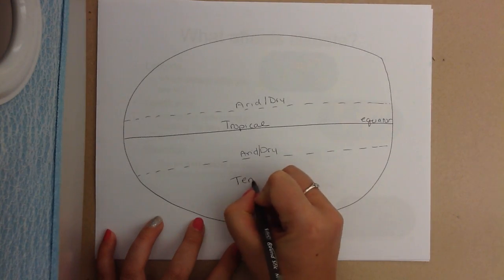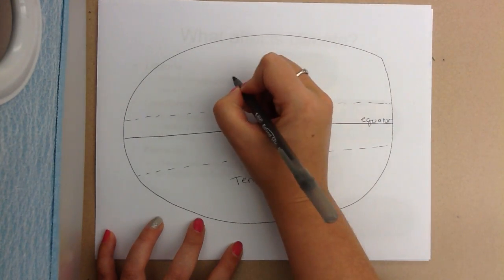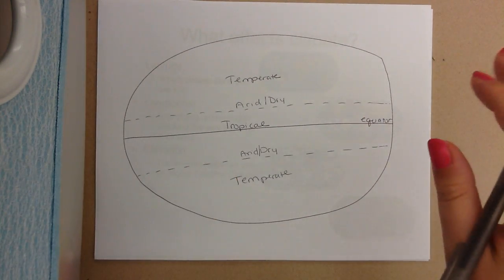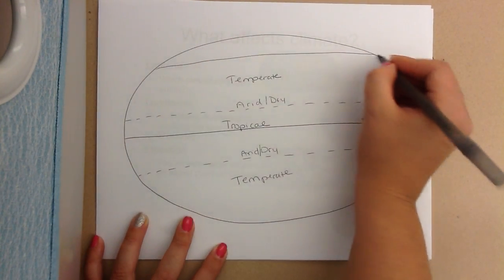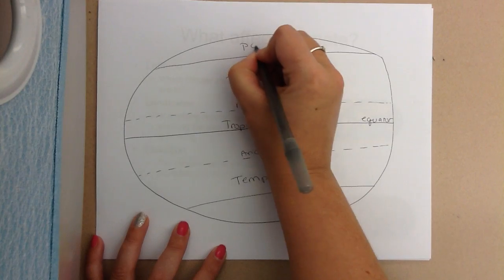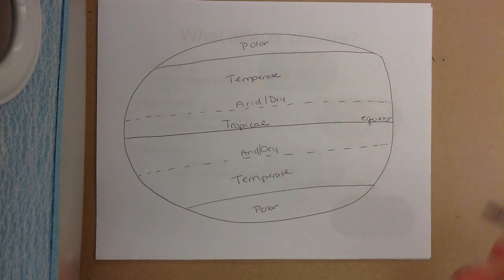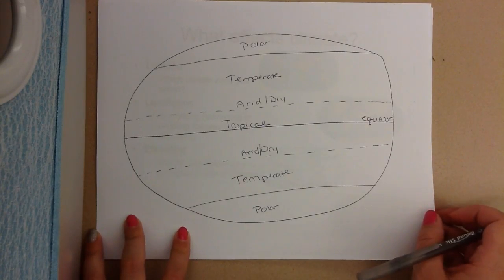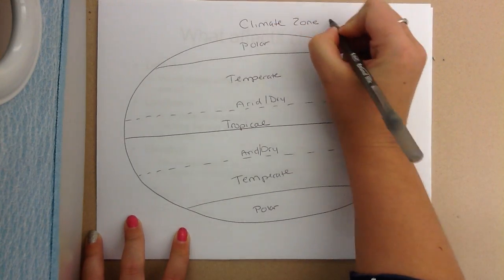Then in the middle here we have temperate, which means that it's right in between. There are some cool times, there are some warm times. And then go ahead and draw those two lines at the top and the bottom, the Arctic circles, and those are your polar climates. So you should have something like this drawn in your notes. Okay. Those are your climate zones. Okay?